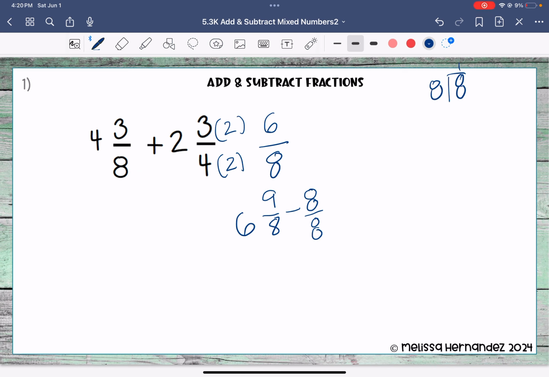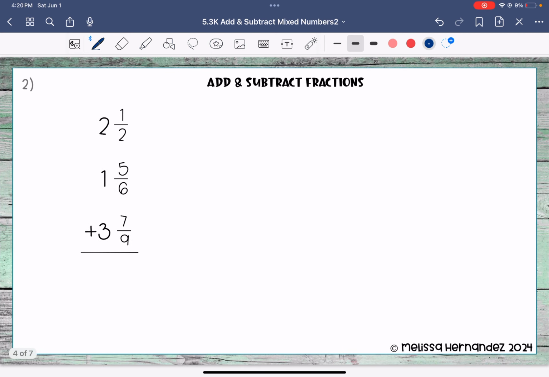So 9/8 minus 8 over 8 will give me 1/8. Now I have to add that one whole. I can't just take out one whole and not account for it. So the final answer is 7 1/8. All right, let's move on to the second problem.